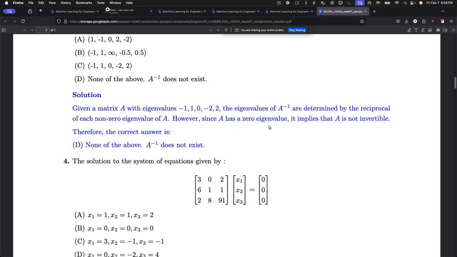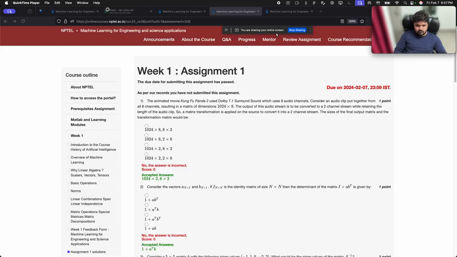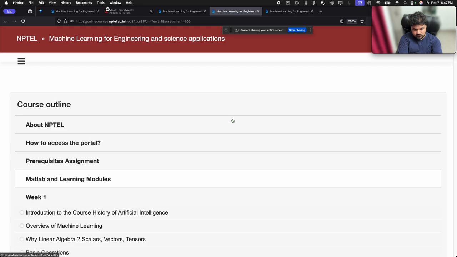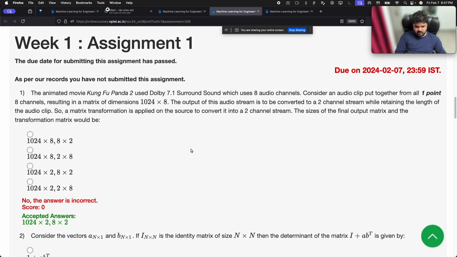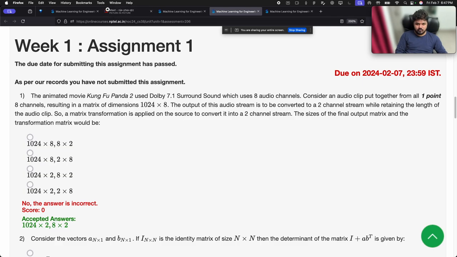Since A has a 0 eigenvalue, when the eigenvalue is 0, it means the matrix is not invertible. Now is it visible? Can you read it out loud?